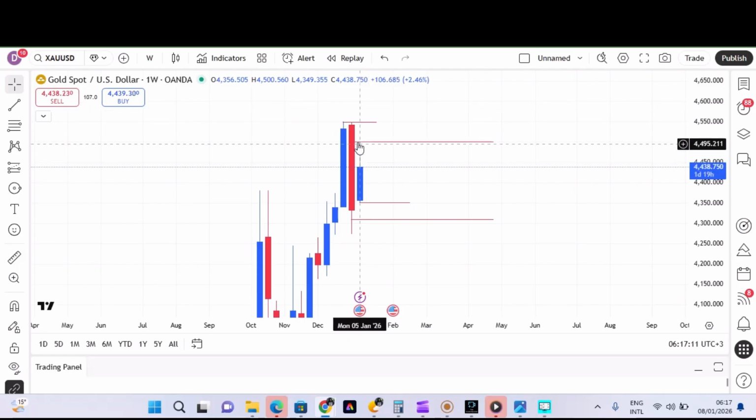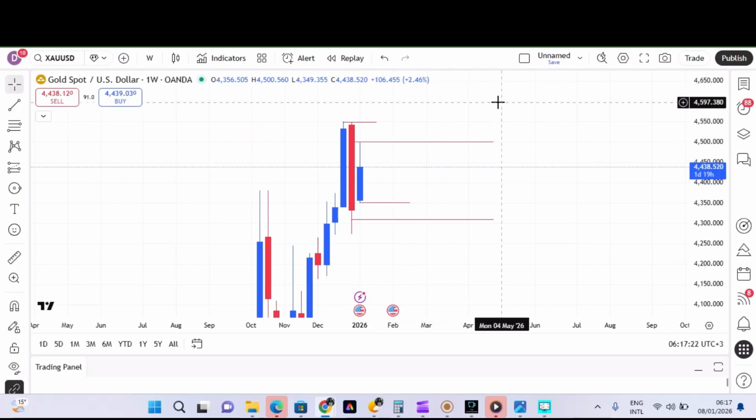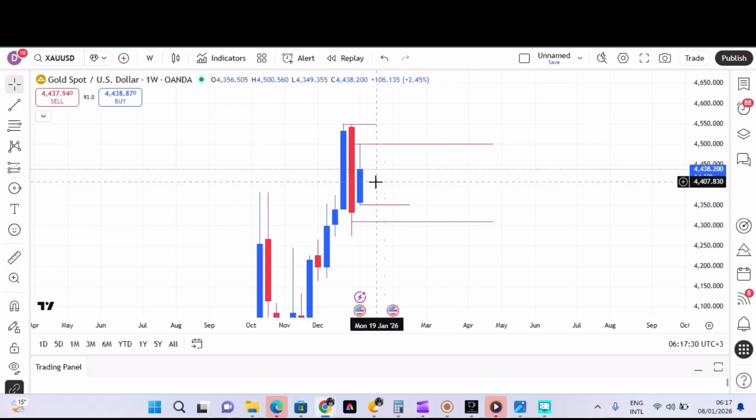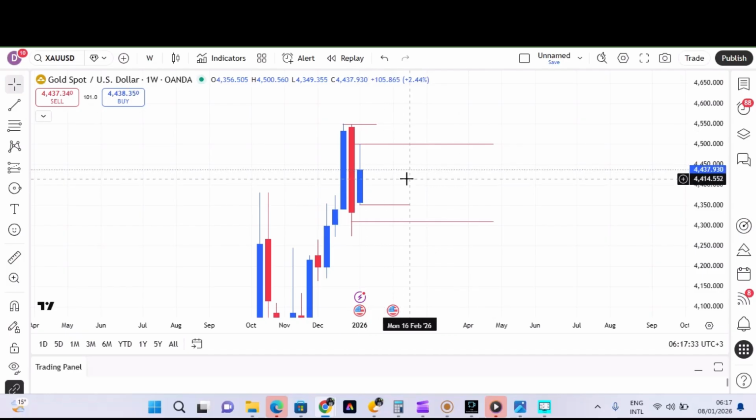It might be this week, it might be the next week, it might be the other week. Okay, so we don't know. The market will tell us. All right, I think that's what we can look at on the weekly. The bias of the week is bullish. That is what we can say.